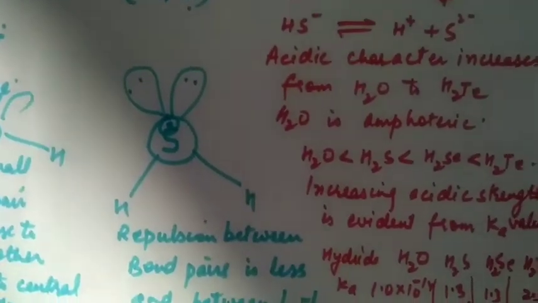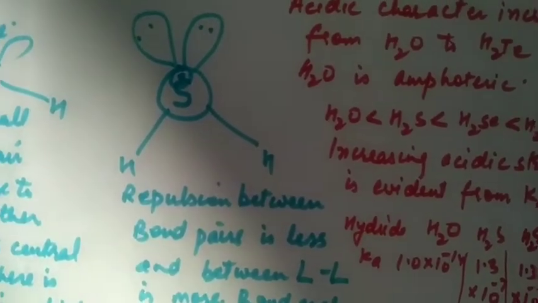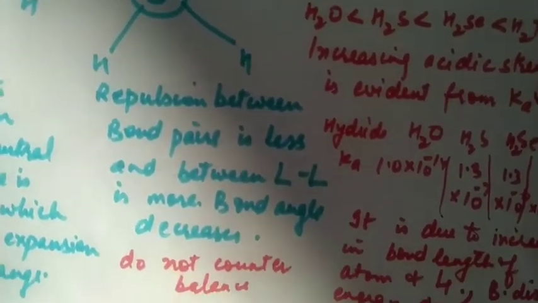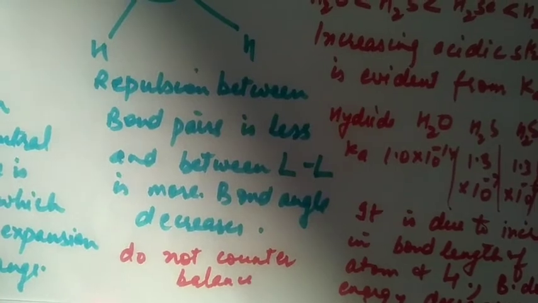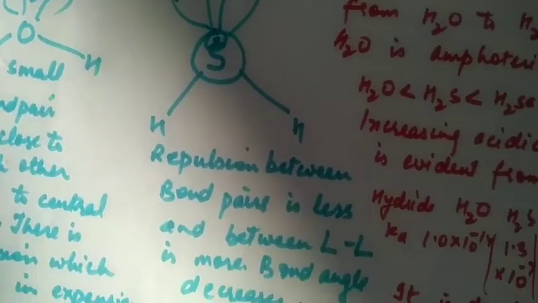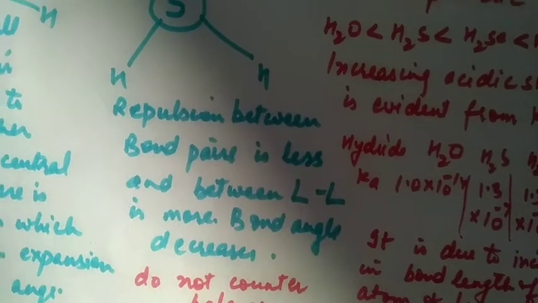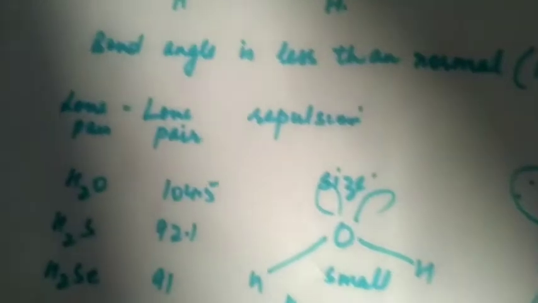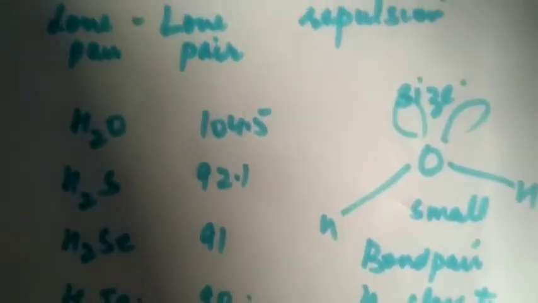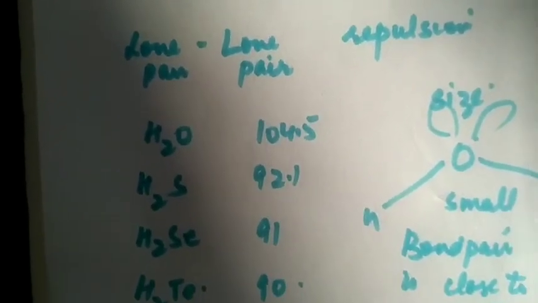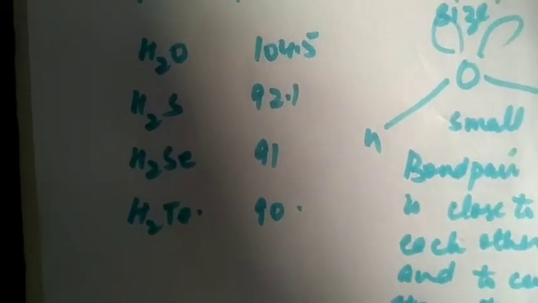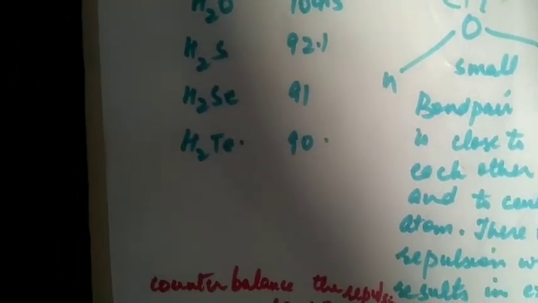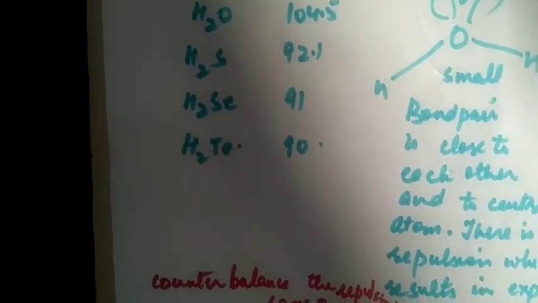Whereas in other hydrides the element size is larger, so repulsion between bond pairs is less and it cannot counter the balanced repulsion between lone pair and shared pair. So because of less repulsion, the SH bonds come closer to each other and bond angle decreases. For example, in water the bond angle is 104.5, but in H2S it decreases to 92.1, in H2Se 91, and in H2Te 90.